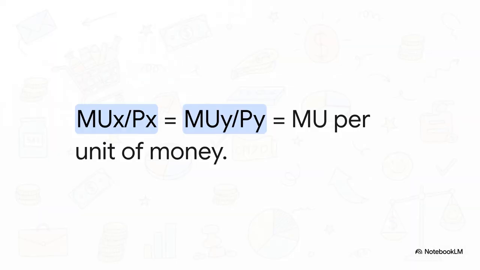And this simple mathematical formula illustrates that perfectly. MU stands for marginal utility. That's the extra satisfaction you get from consuming just one more unit of a good. And P, of course, stands for price. So MUX divided by PX, that is your satisfaction per rupee for good X. The law essentially says that to max out your overall happiness, you've got to arrange your purchases so that this exact ratio for good X perfectly matches the ratio for good Y. This is the famous proportionality rule.